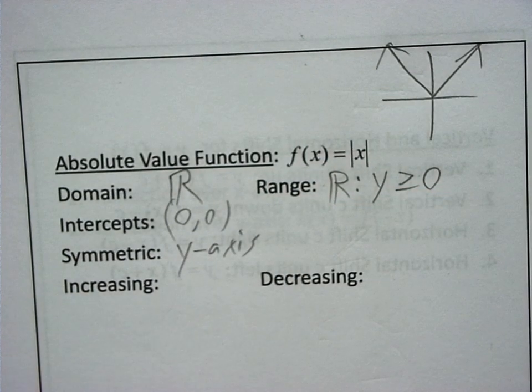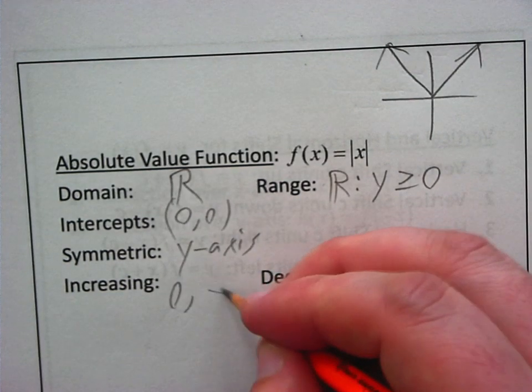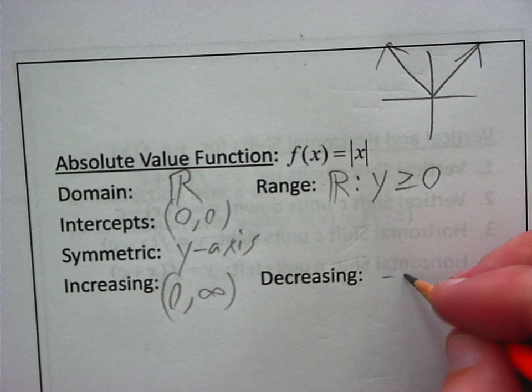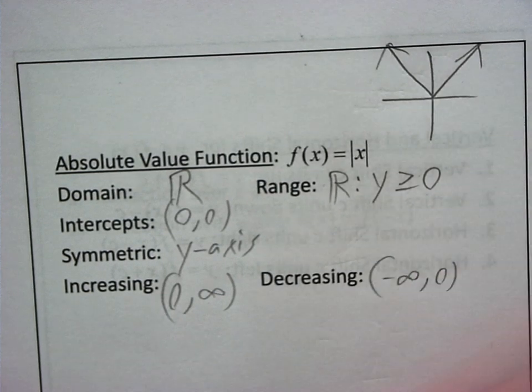When is it increasing? Over what interval? From 0 to infinity. Or negative infinity to 0 for decreasing. Or x is greater than 0, x is less than 0. Questions on any of it?